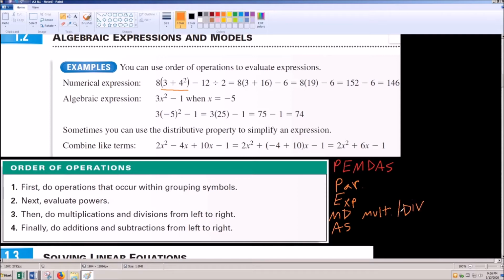D-I-V, division. Now these things happen with the same priority, and so the way that we organize this is we go from left to right. It's that simple. So when we are at this step of doing multiplication and division, we just read it just like we read a book from left to right. We do the same thing with our last step here with addition and subtraction.